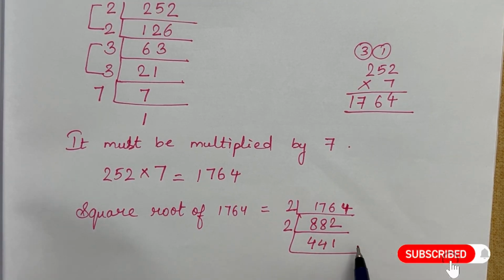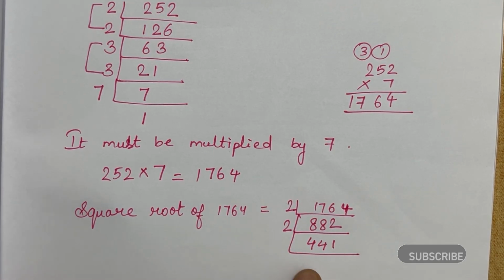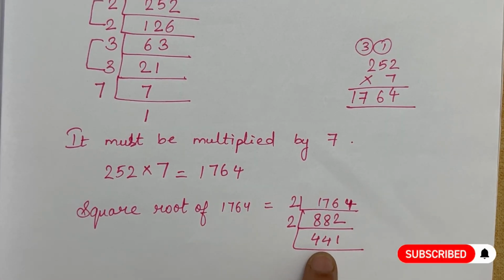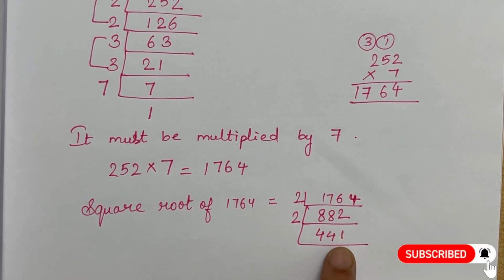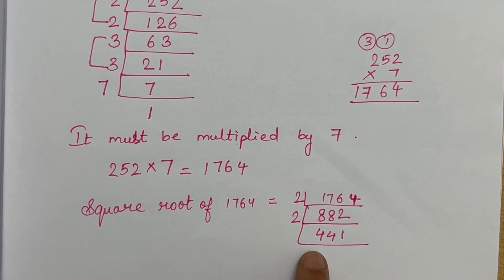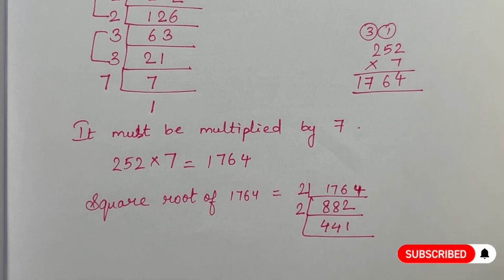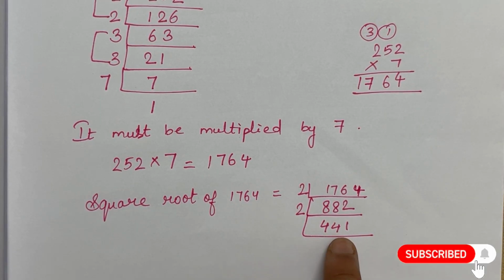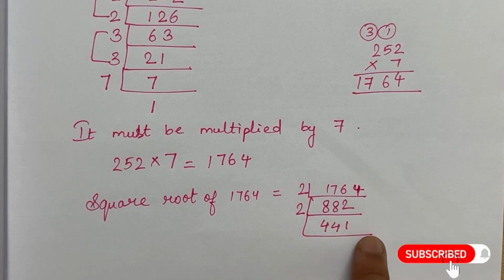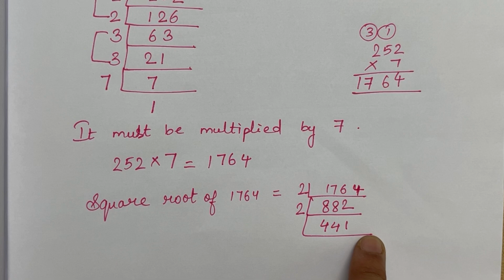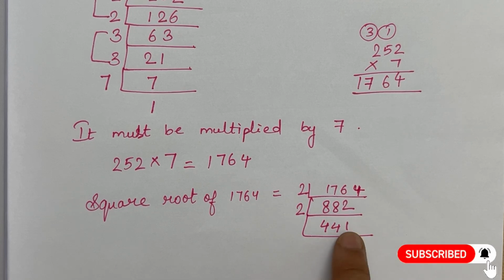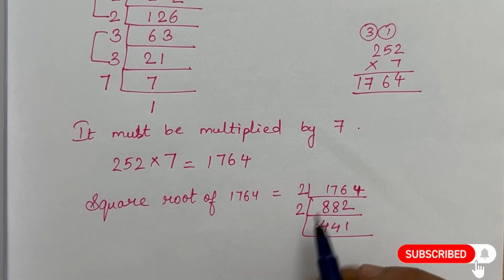Now 441. Whether this number is divisible by 2? No, because this is an odd number. Now let's check whether this is divisible by 3. If this is divisible by 3, we'll add all the numbers. 4 plus 4 is 8, 8 plus 1 is 9. So 9 is divisible by 3. That means this number is also divisible by 3.